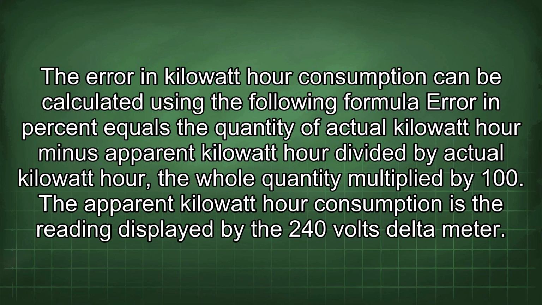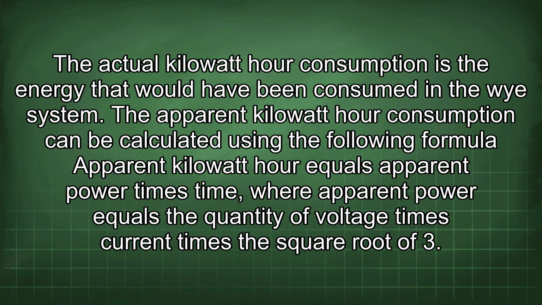The error in kilowatt-hour consumption can be calculated using the following formula. Error in percent equals the quantity of actual kilowatt-hour minus apparent kilowatt-hour divided by actual kilowatt-hour, the whole quantity multiplied by 100. The apparent kilowatt-hour consumption is the reading displayed by the 240 volts delta meter.